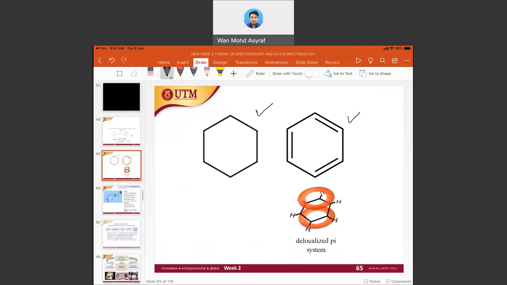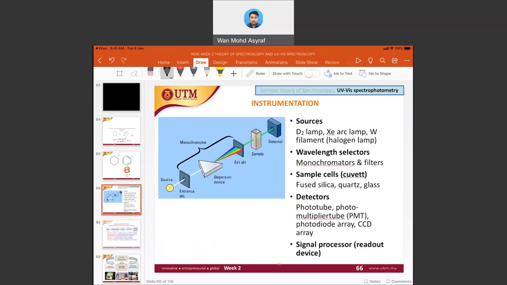Okay. So now we'll be coming into the second part of the chapter, which is the UV spectrometry. Okay, so now this is the first instrument that you will learn throughout this semester. So the first instrument is UV spectrometry.